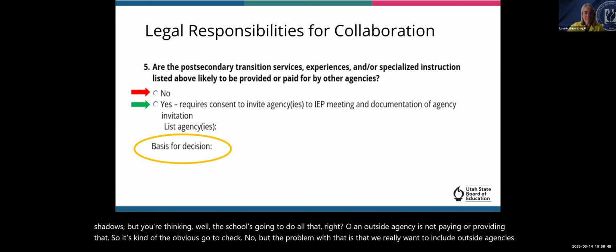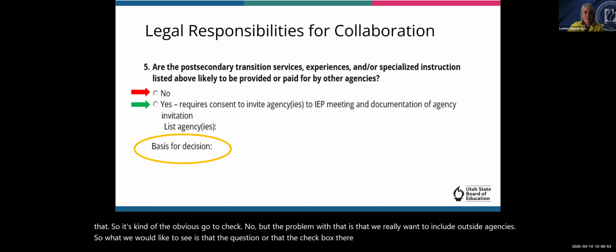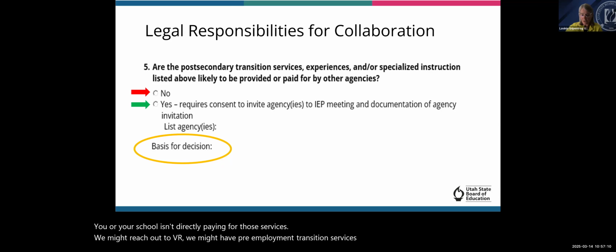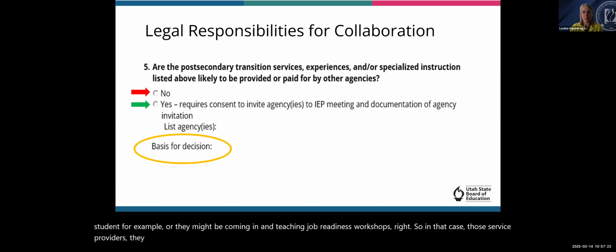So what we would like to see is that the checkbox be indicated as a yes, right? Because even though you or your school isn't directly paying for those services, we might reach out to VR. We might have pre-employment transition services create a job shadow or an internship for a student, for example, or they might be coming in and teaching job readiness workshops, right? So in that case, those service providers, they are paying and providing a service, right?